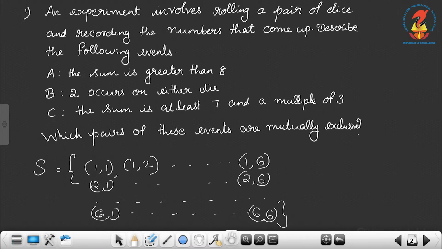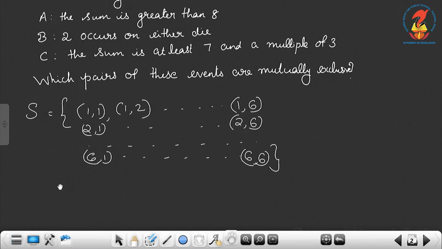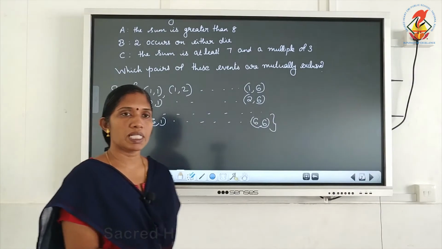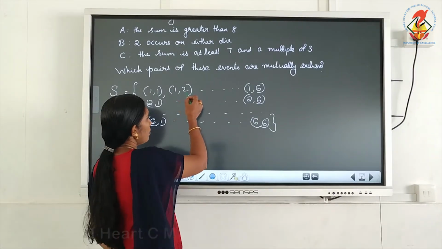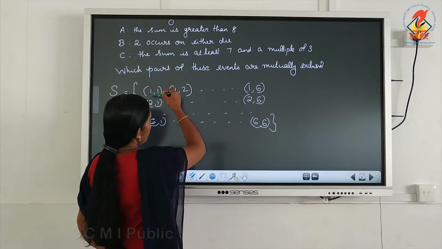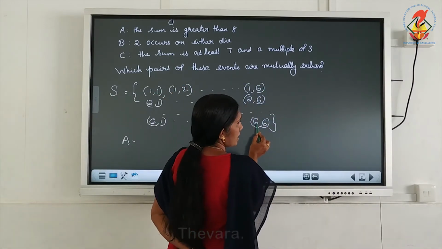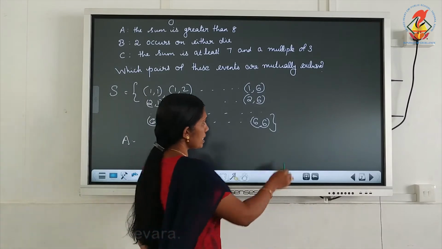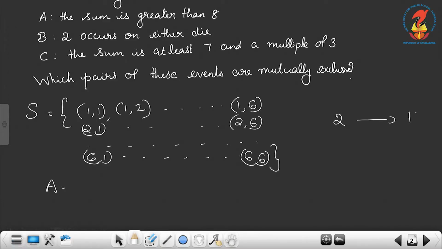Now what is A? A means the sum is greater than 8. So we have to find the sum. For the first ordered pair, what is the sum? 1 plus 1 is equal to 2. Then 1 plus 2, 3, like that. So the minimum is 2. What is the maximum value? 6 plus 6 is 12. So sum ranges from 2 to 12. Now A means it is the event, the sum is greater than 8. So sum is greater than 8 means we have to consider 9, 10, 11 and 12.